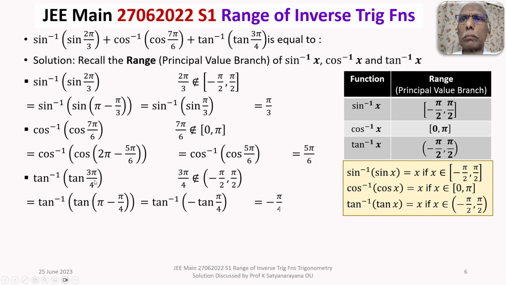pi minus pi by 4. Agreed. Pi minus pi by 4 is 3 pi by 4. But tan inverse of tan of pi minus pi by 4 is equal to tan inverse of tan of minus tan pi by 4. Minus tan pi by 4 is tan of, in brackets, minus pi by 4. One more step, if you want, you can write minus tan pi by 4 as tan of, in brackets, minus pi by 4.